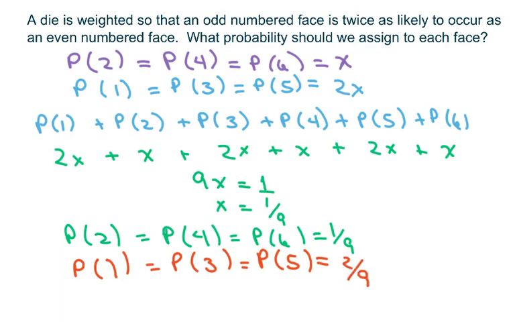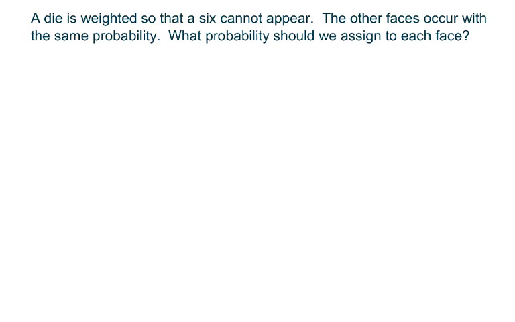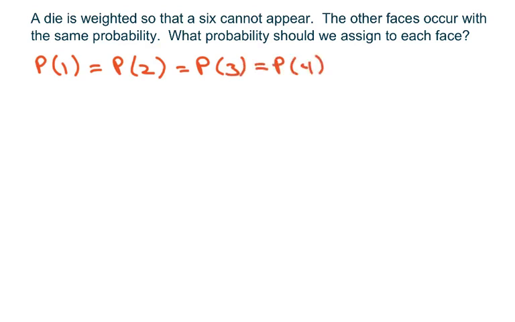And the last one, we have a die weighted so that a 6 cannot appear. The other faces occur with the same probability. What probability should we assign to each face? So for this one, we know that the probability of rolling a 1 equals the probability of rolling a 2, they all equal the same, up to 5. So we're going to let that equal x. And we know the probability of a 6 is 0.